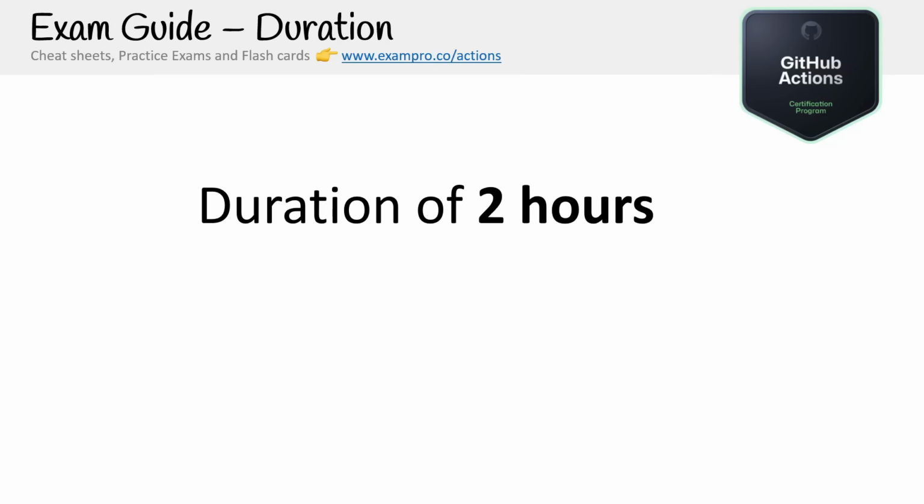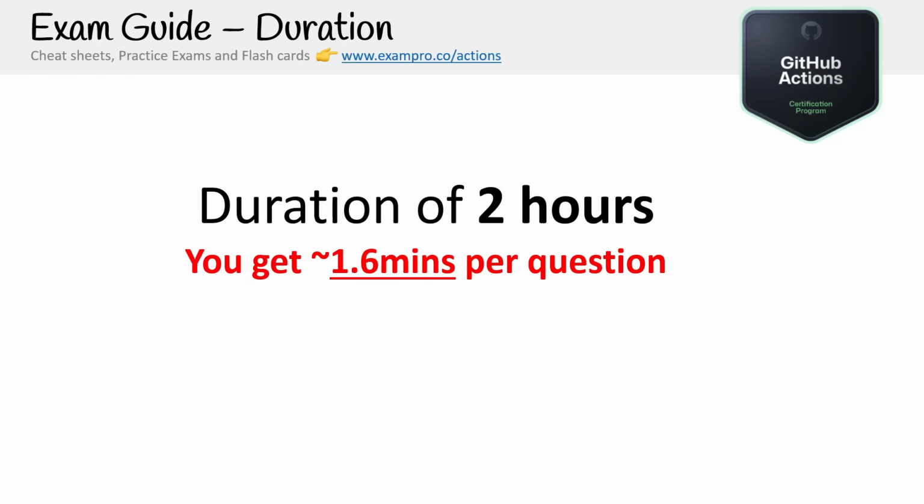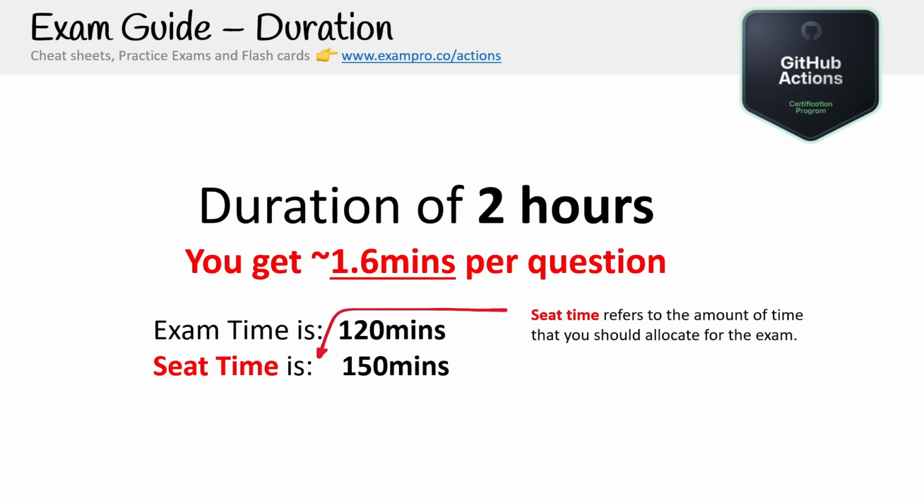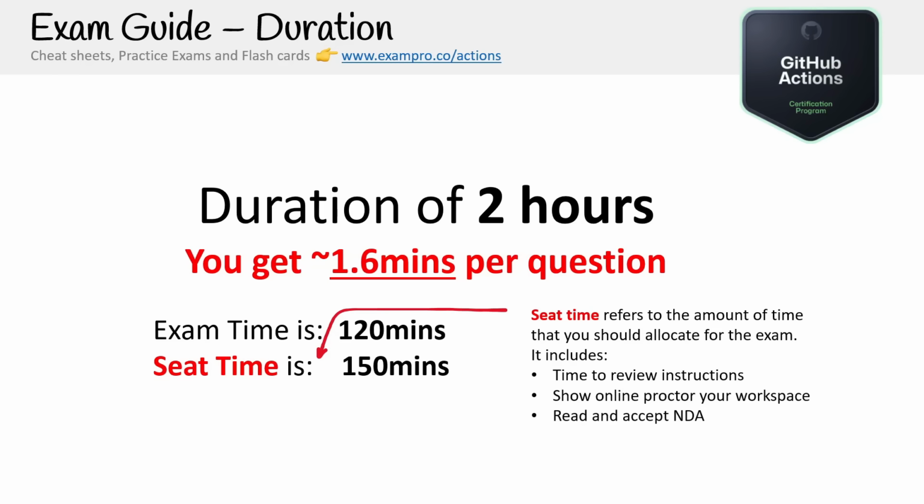It is 2 hours. You get 1.6 minutes per question. The exam time is 120 minutes. The seat time is 150 minutes. Seat time refers to the time you should allocate for the exam. That includes the time to review instructions, show the online proctor your workspace, read and accept the NDA, complete the exam, and provide feedback at the end. So there you go.